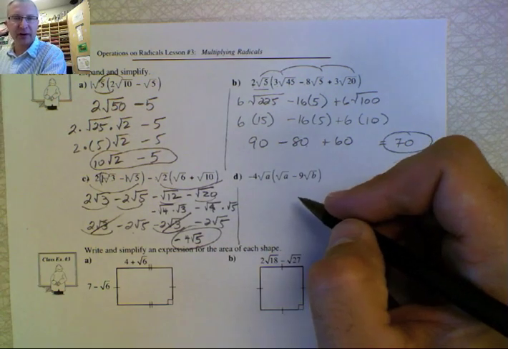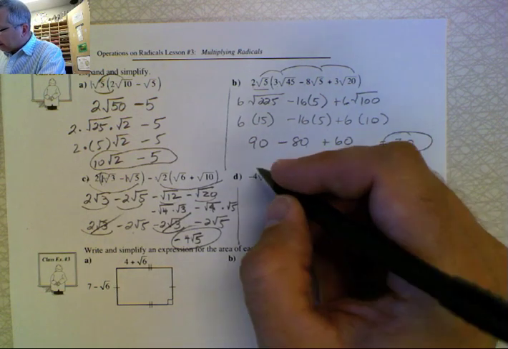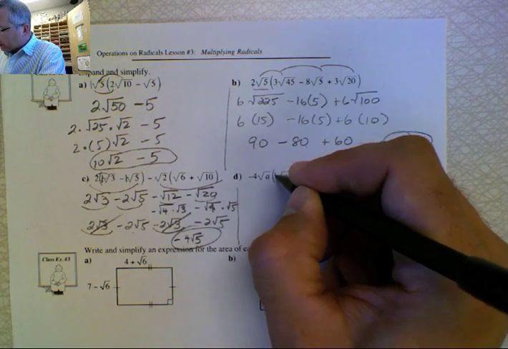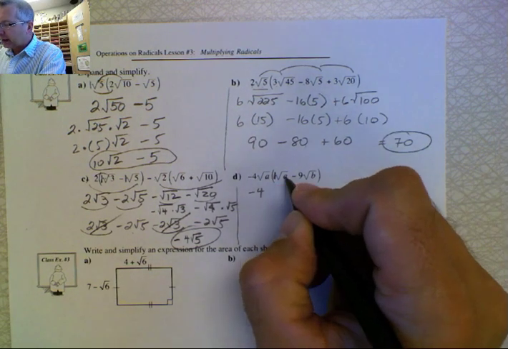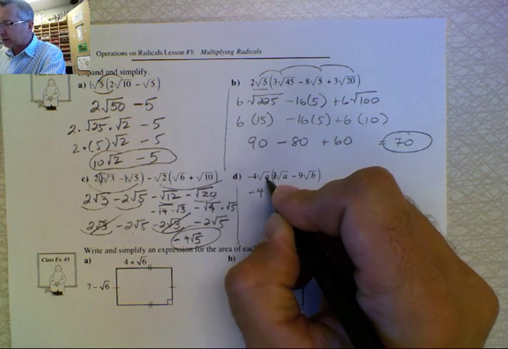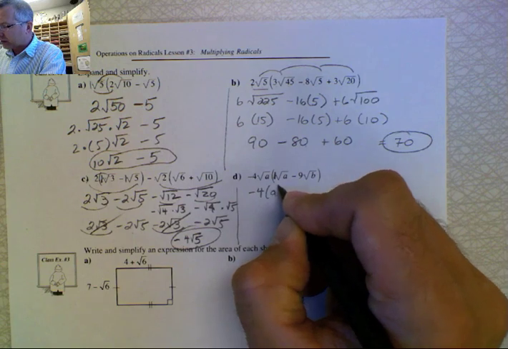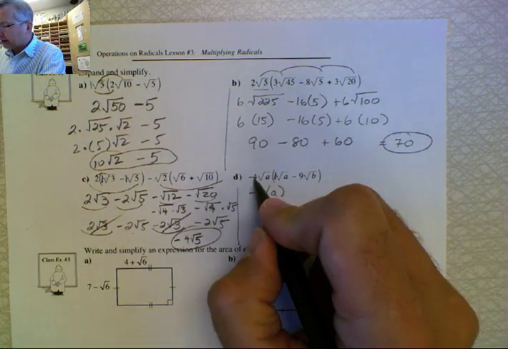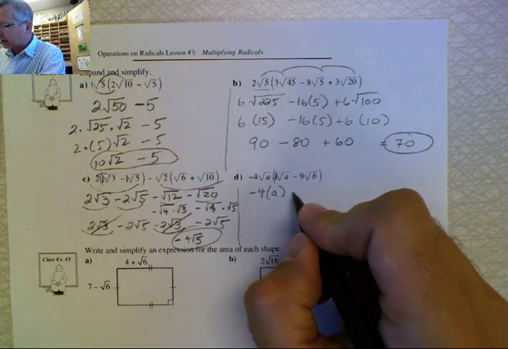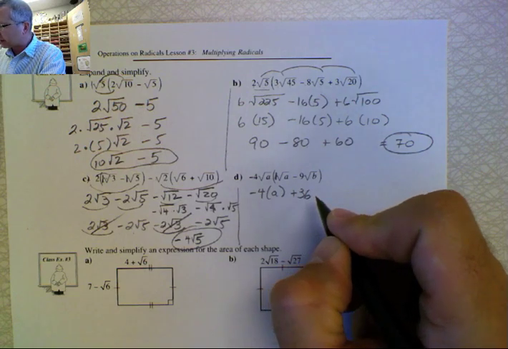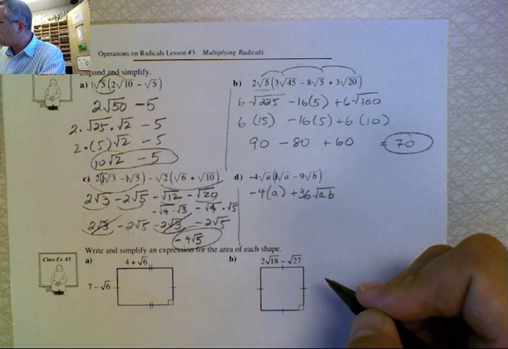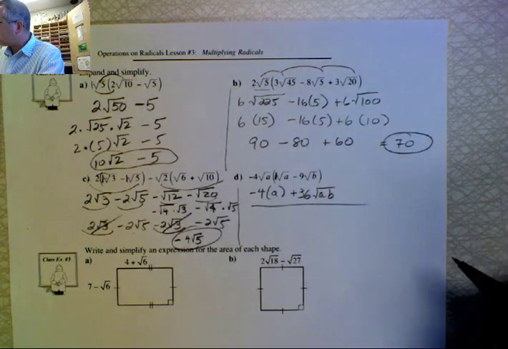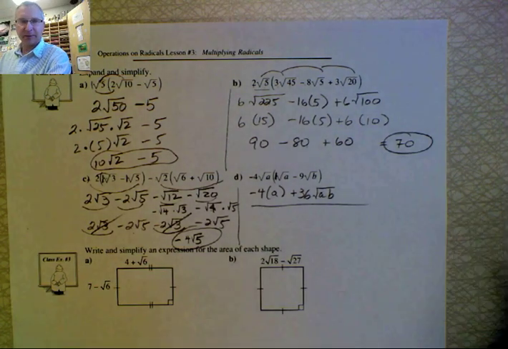We're going to do a question with some variables in it now. We're going to take negative 4 times 1 to give us negative 4. Root a times root a. Remember, when it's a radical times itself, it's just the radicand. Here, negative 4 times negative 9 is positive 36. And root a times root b is just ab. So we're done. That's the answer in simplest form.